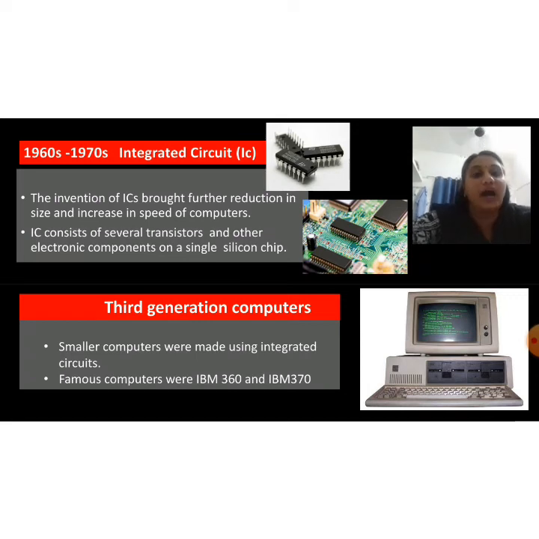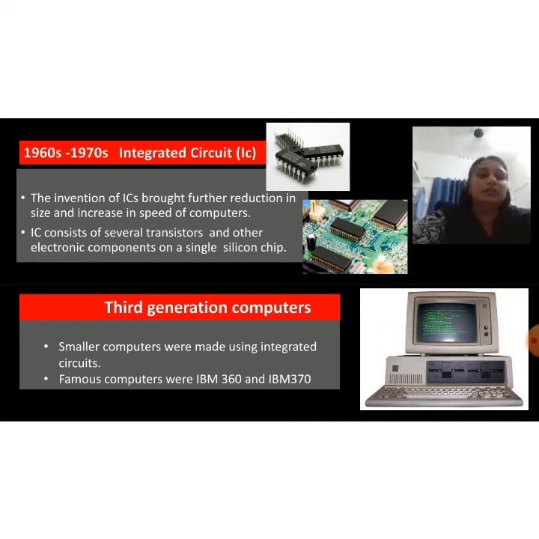The invention of the IC brought a further reduction in size and an increase in the speed of computers. In the third generation, computers started to shrink, and the speed of their working process also increased. An IC consists of several transistors and other electronic components on a single silicon chip. All of this together is inside an IC.